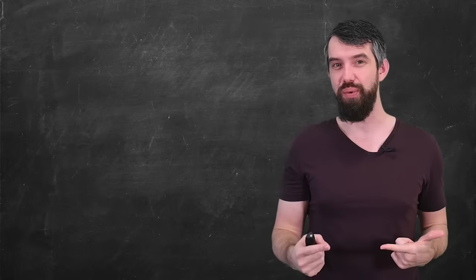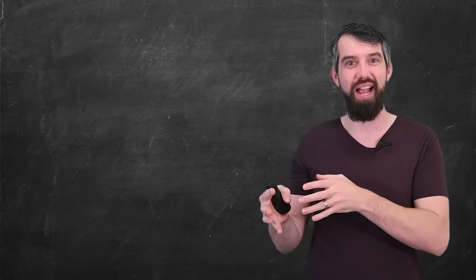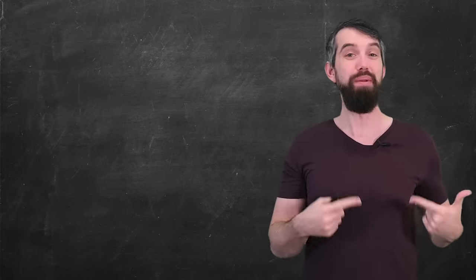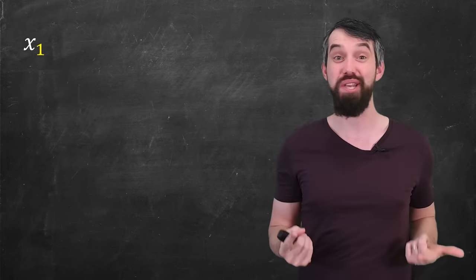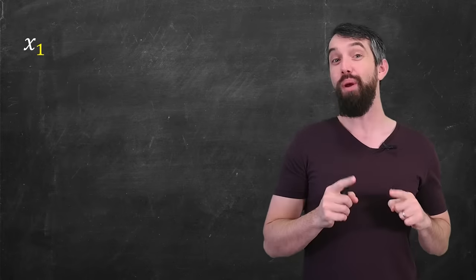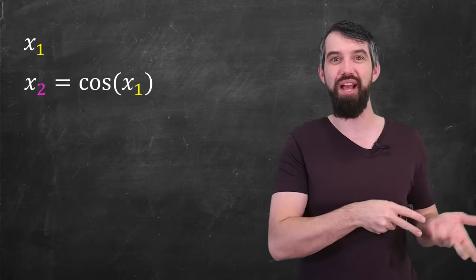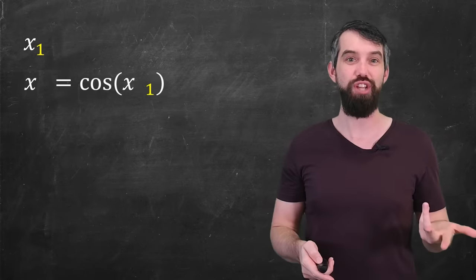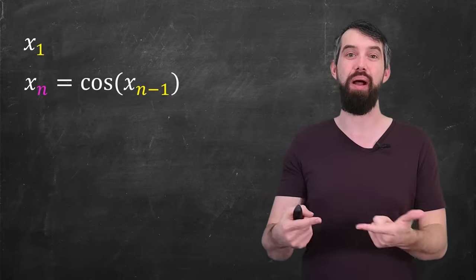Now, the first thing I want to do is to reframe what I mean by the cosine of the cosine of the cosine and so forth. The way I'm going to do this is I'm going to imagine that I start at some spot x1. x1 is just a number like, I don't know, a million or e or whatever you like. Then I'm going to create an x2 by saying it's just cosine of x1. And more generally, I'll say that xn is the cosine of xn minus 1.